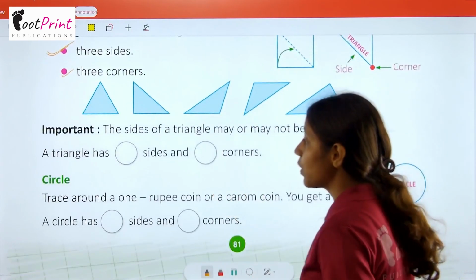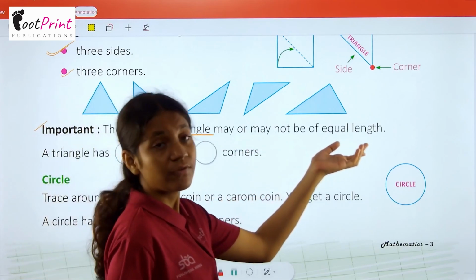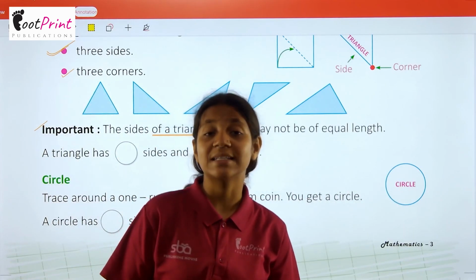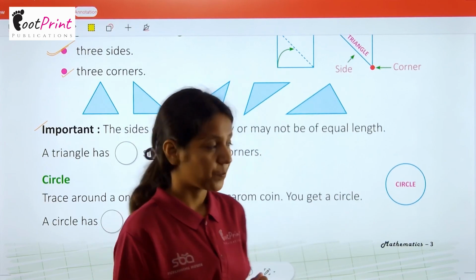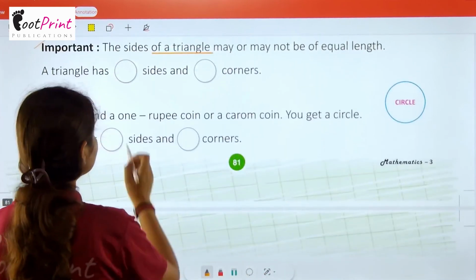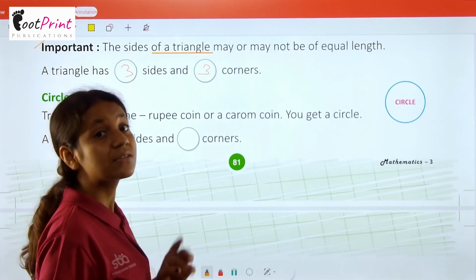Here what is important? Important thing is the sides of a triangle may not be of equal length. So जो triangle की length होंगी वो equal हो भी सकती है और नहीं भी हो सकती है. Now a triangle has 3 sides and 3 corners. That's why it is known as triangle.